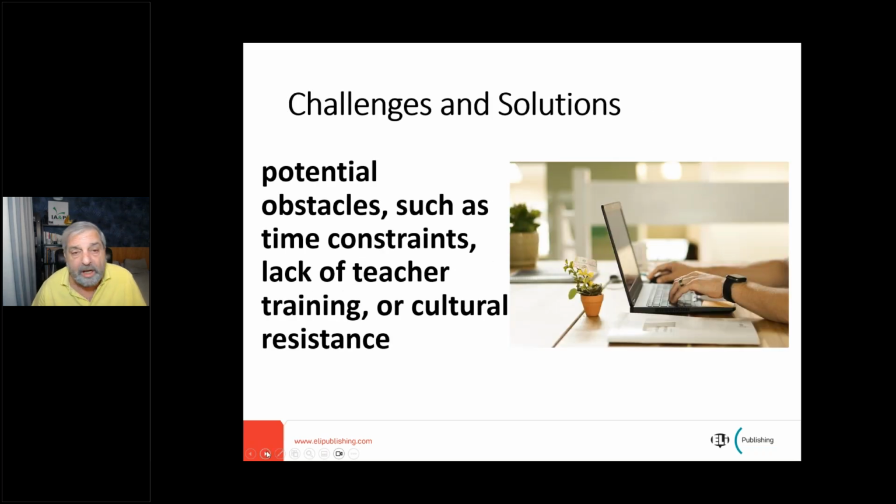Now, challenges and some of the potential problems. Time. We never have enough time. We never get enough teacher training. Sometimes there is cultural resistance. There are certain things that you just cannot talk about in certain cultures. And this is something that you'll have to learn, but make them aware of it in the classroom.